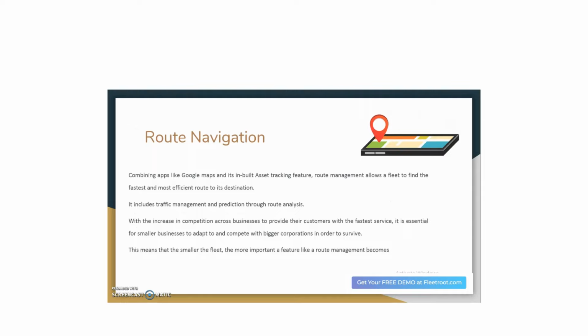Now let's discuss route navigation. You have to combine apps like Google Maps and its inbuilt asset tracking feature. Route management allows a fleet to find the fastest and most efficient route to its destination. It includes traffic management and prediction through route analysis. With the increasing competition across businesses to provide the customer with a quick service, it is essential for smaller businesses to adapt and compete with bigger corporations in order to survive. This means that the smaller the fleet, the more important a feature like route management becomes.